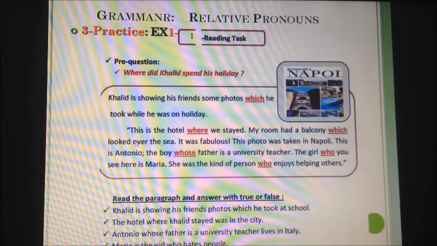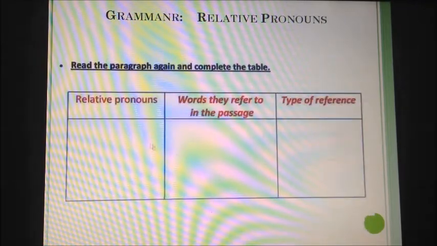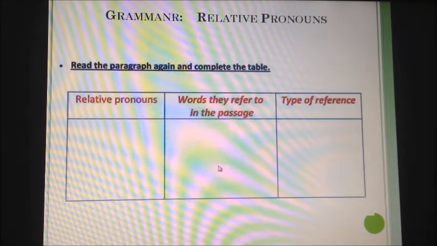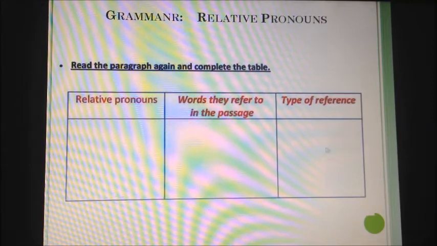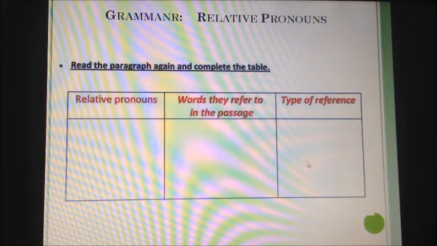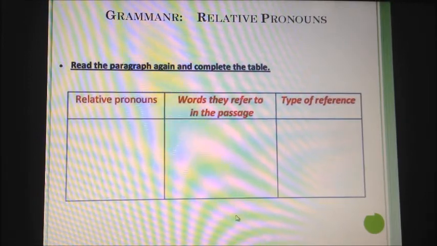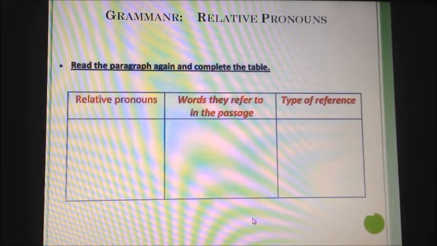First practice, we have a text here. Read it, do the comprehension questions, and then read it again and notice the relative pronouns in red. So your task is to find the relative pronoun. What words do they refer to in the passage, in the text? And what type of reference? Is it a subject? Is it an object? Is it a person? Is it something? What does it refer to exactly? Again, you can pause the video. Once you do your homework, get back to the video for the correction.